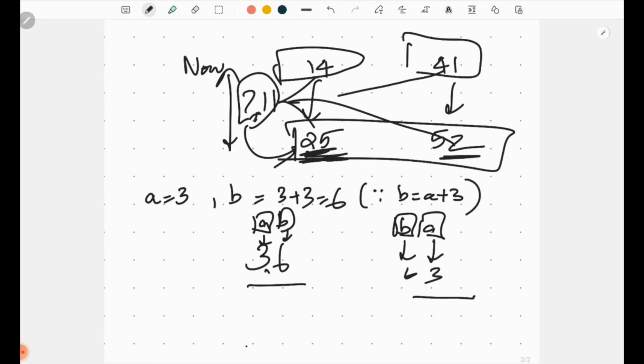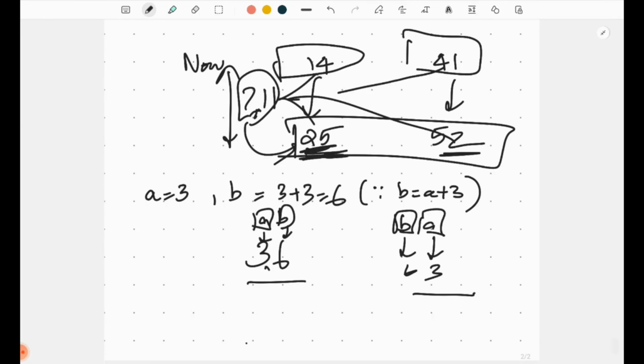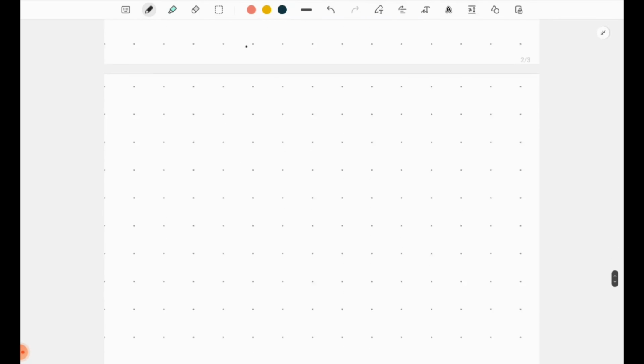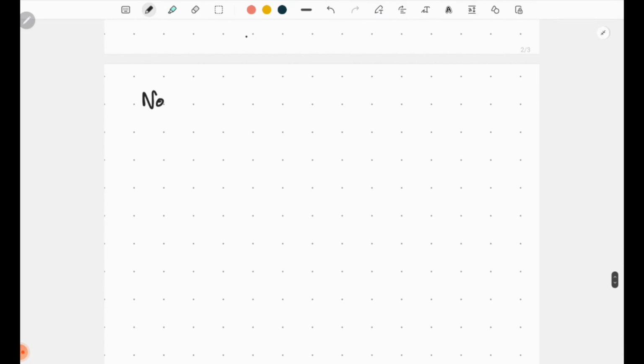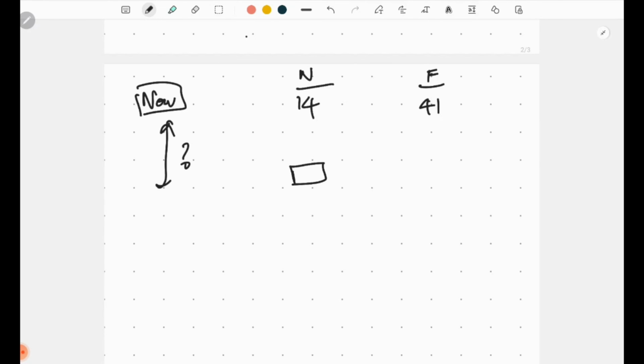When Newton's age is 25 and his father's age is 52, okay? So 11 years later, the digits of their ages will be reversed. So 11 is the answer. Let's just quickly recall what we've done for this question. The current scenario is given to us as Newton's age being 14 and his father's age being 41. A few years later, Newton's age and his father's age, the digits are going to be reversed again.